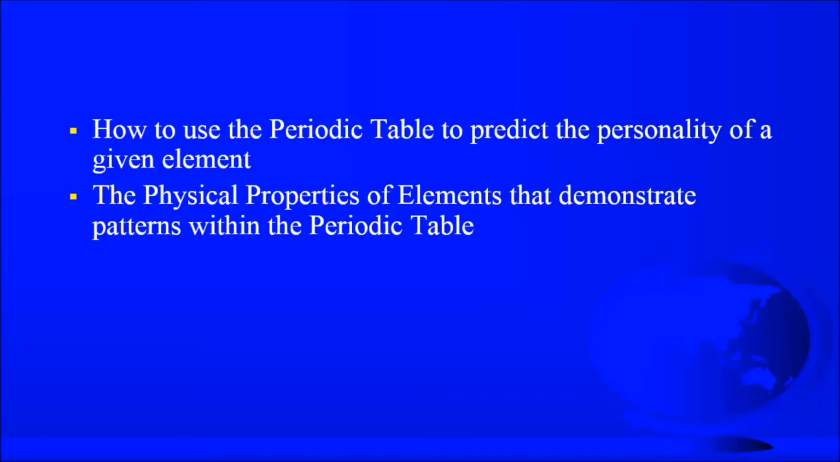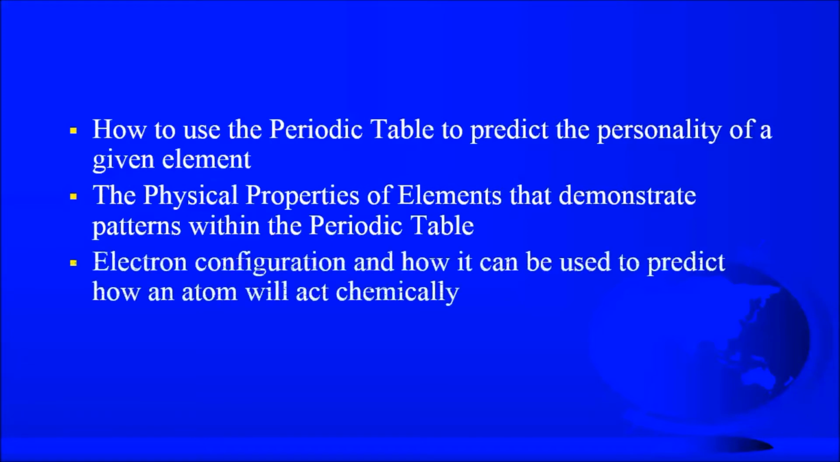The physical properties of elements that demonstrate the patterns within the periodic table. And the electron configuration is what I was telling you about, how we will map out the electrons and where they're located and what they mean. Okay? So cool stuff coming up.